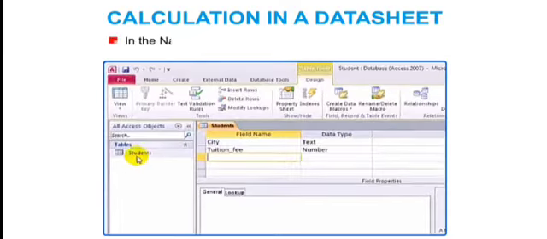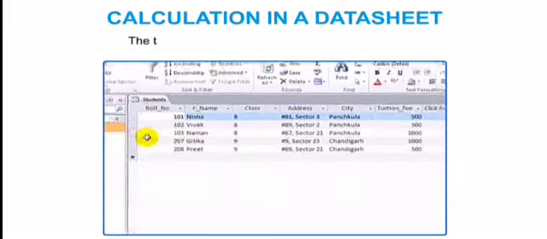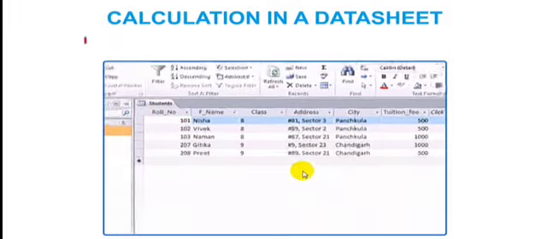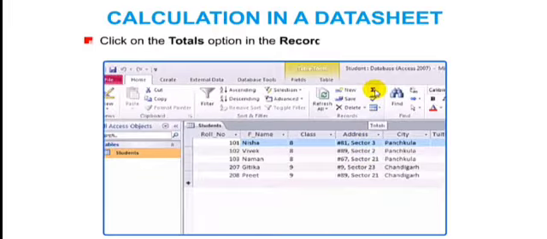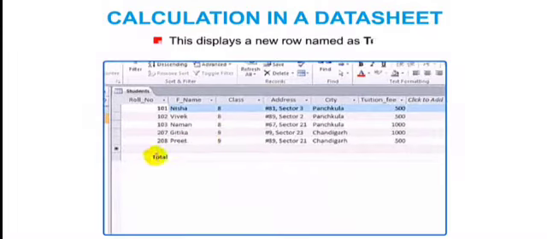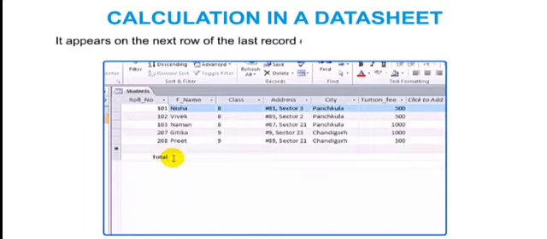In the navigation pane, double-click on the desired table. The table opens in the datasheet view automatically. Click on the Totals option in the Records group on the Home tab. This displays a new row named as Total. It appears on the next row of the last record of the table as shown in the figure.